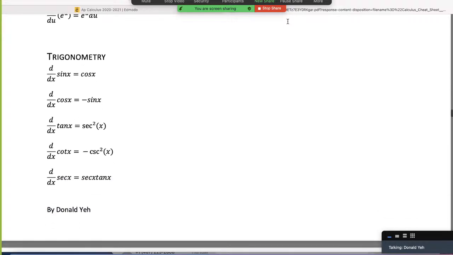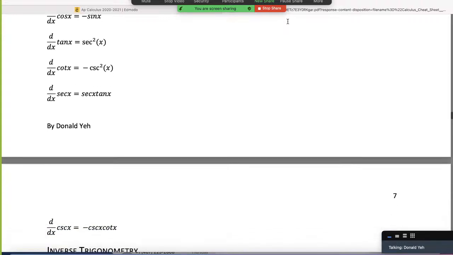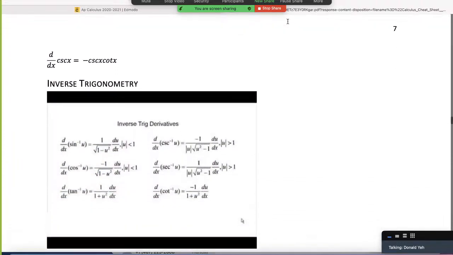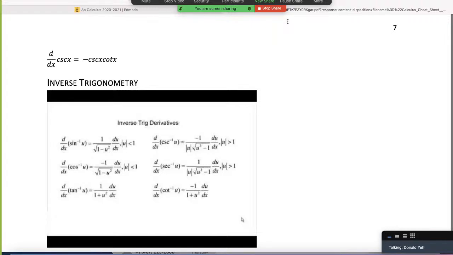That's a chain rule. Trigonometry: you have to know all this basic trigonometry. The derivatives of sine of x, cosine of x, tangent of x, cotangent of x, secant of x, cosecant of x. Inverse, you only have to know two: sine inverse and tan inverse. You don't need to know cosine inverse, since it's just the negative. Cotangent inverse is just the negative of tangent inverse. You do not need to know cosecant and secant inverse. Cross those out. That's not important. That will never show up.